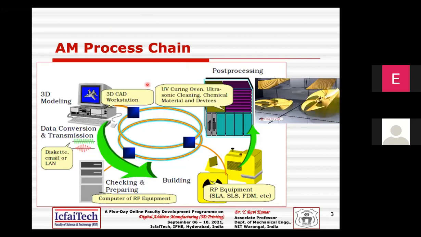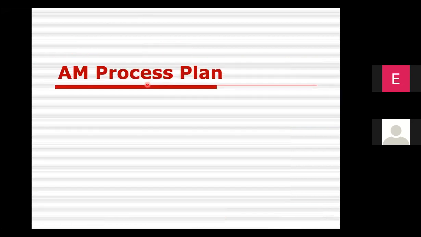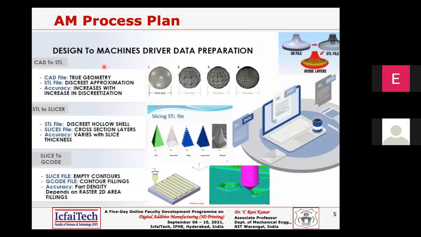So this is all about the various steps involved. Let us focus on the design aspects. For that, first let us see the process plan involved in any typical additive manufacturing process. The process plan consists of, which we need to start with, the CAD model.